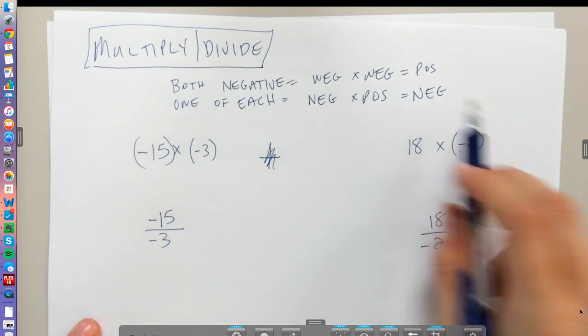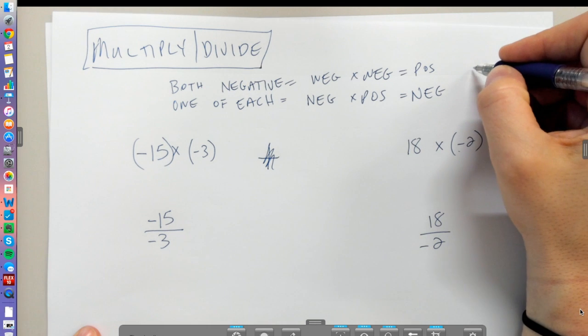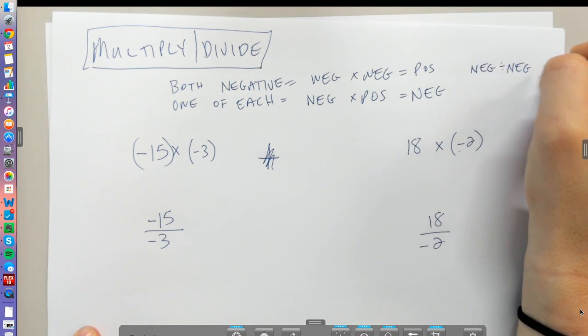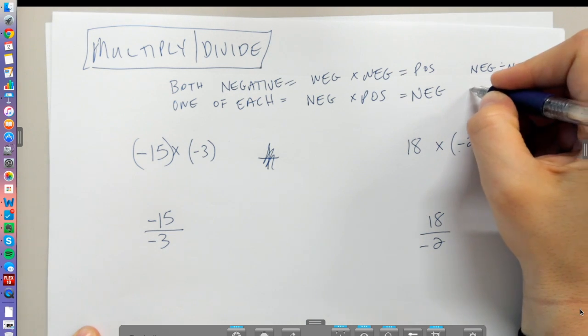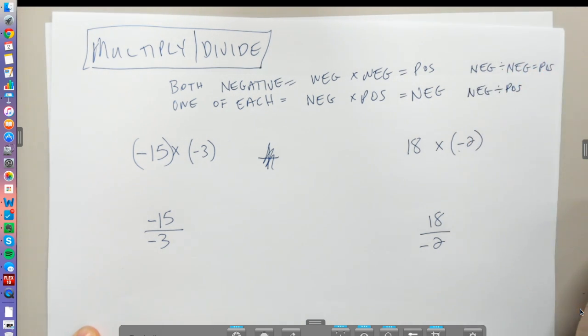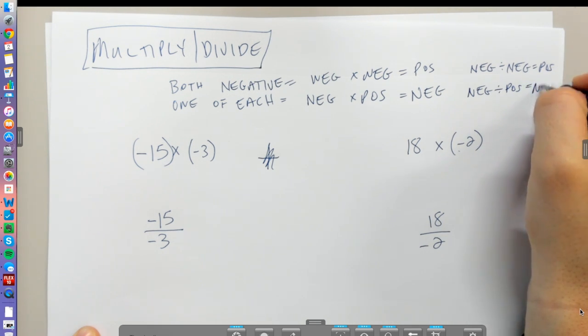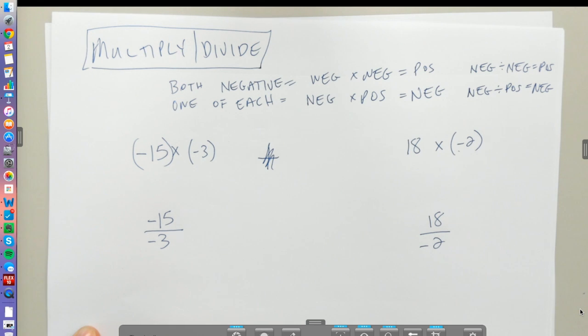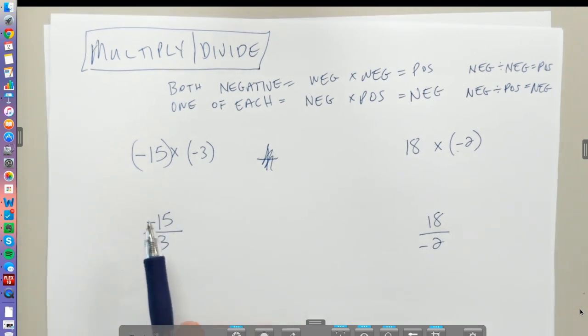Okay? The same is true with division. Okay? So a negative divided by a negative gives you a positive. And a negative divided by a positive, doesn't matter which is first, it could be positive divided by negative, gives you a negative. So these rules are the same. That's why I think multiply divide is quite a bit easier. Now, your math won't change. You always just multiply the numbers that are there.